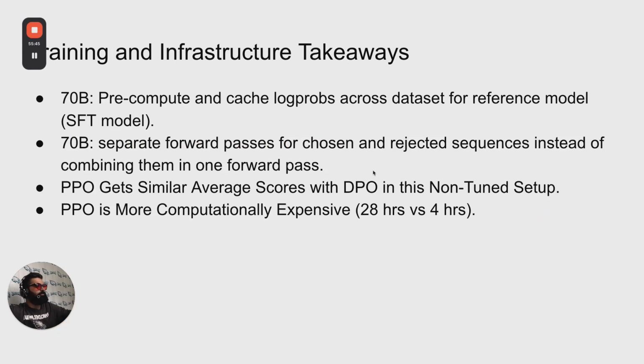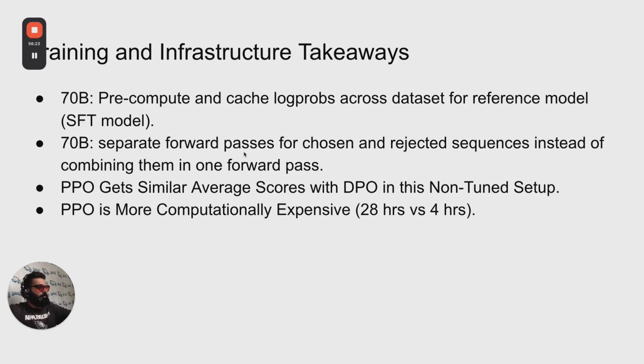Some training and infrastructure takeaways. For 70 billion sized models, they pre-compute and cache the log probs across the dataset for the reference model. So if you recall the DPO equation, the denominator inside those logs was the probability generated given the response, given the prompt for the reference model. And so that's the reference model log probs that are cached beforehand, so that you don't have to store the model in memory to generate.